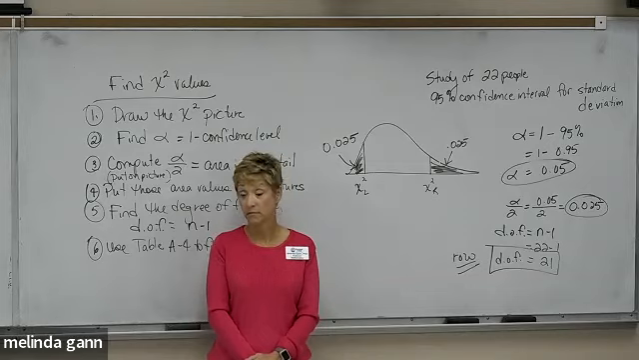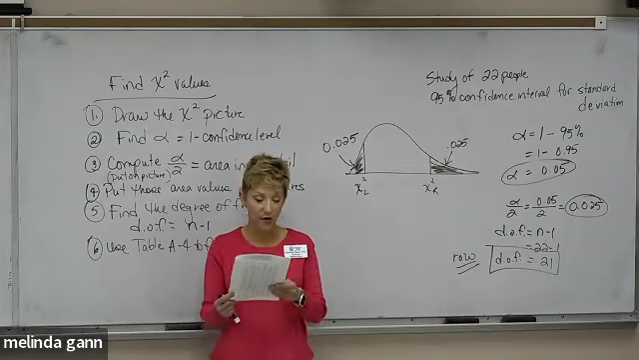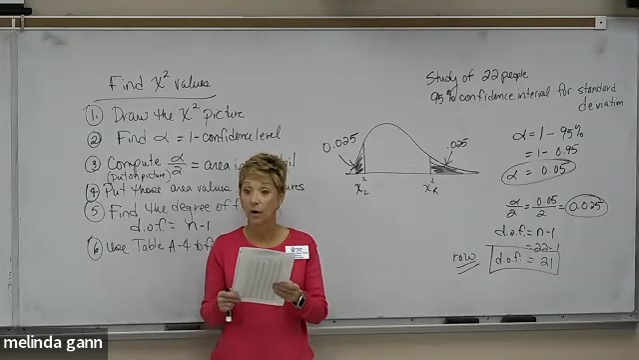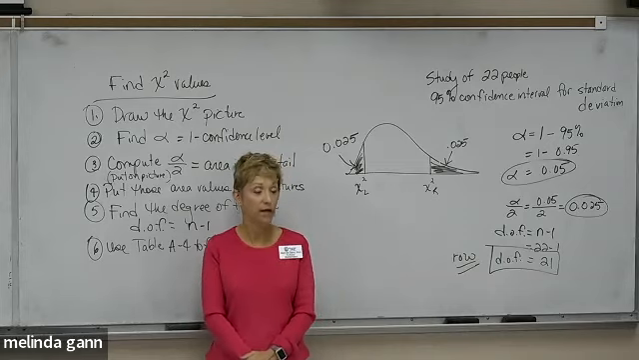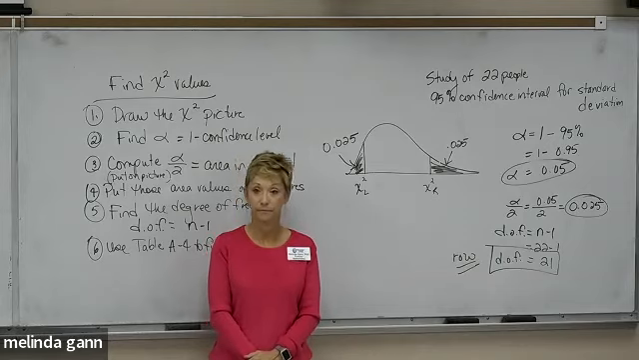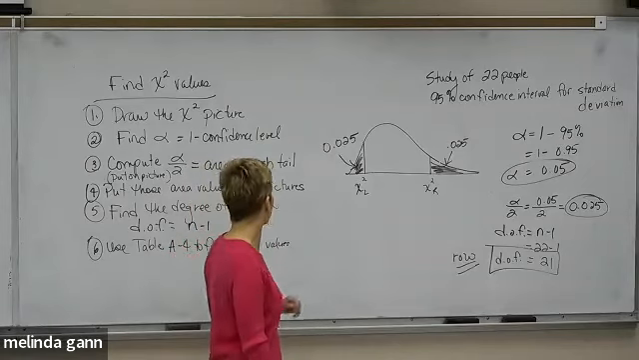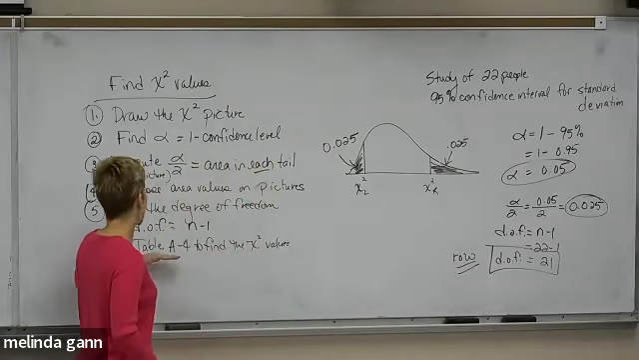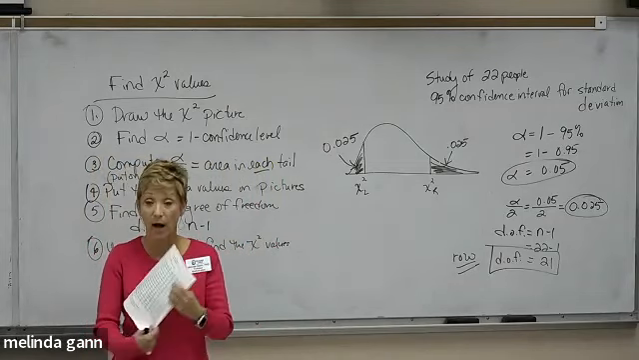So do you understand? Now, if you were sampling 38 people, what would your degree of freedom be? 37. Is there a row 37 on this table? No. What are your two choices? 30 or 40. Which one are you going to pick? 40. 37 is closer to 40 than 30. Are we okay? All right, now it says use table A4 to find the chi-square values. You know what row to look on, right?